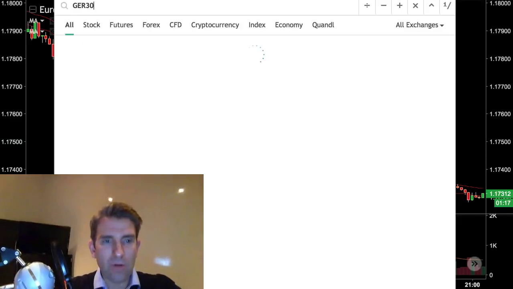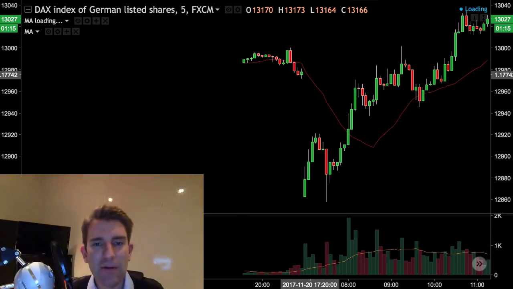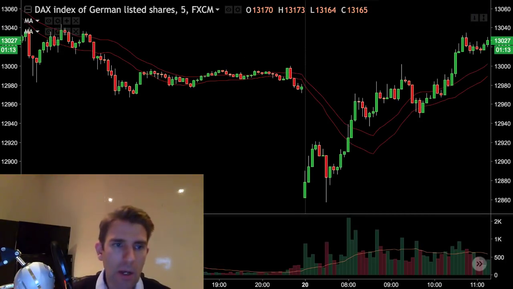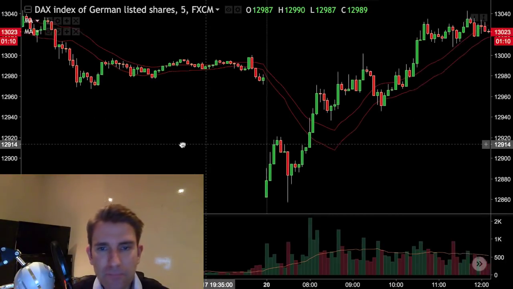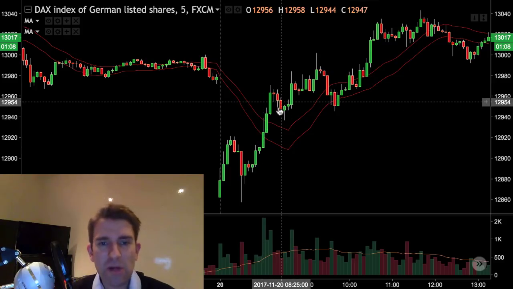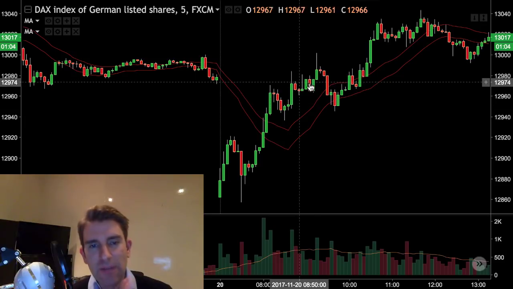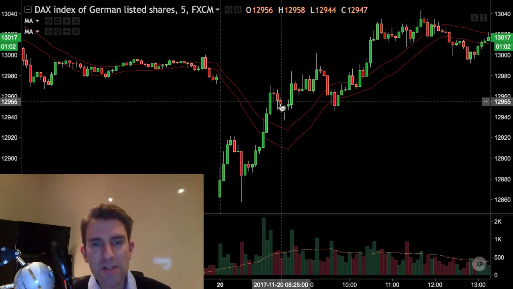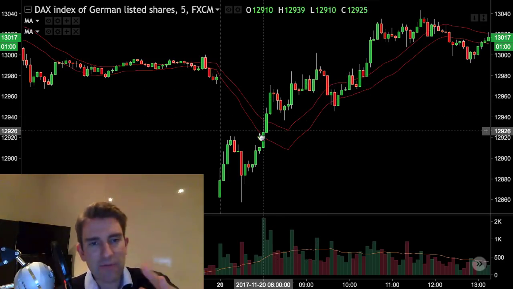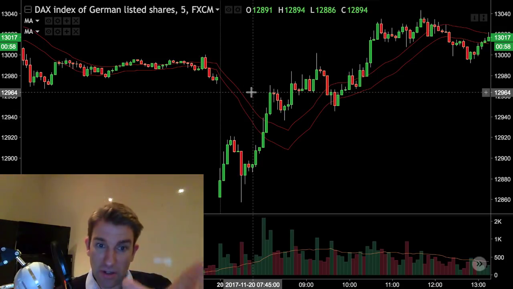Let's have a look at one of my favorites, the old DAX. See how the Germans fare with this one. Okay, so what have we got? So we've got a similar thing here. Some solid green bars above. I know that this is a little bit scrappier, but we still got a reasonably good move above that moving average. Again, this is good that we've got this here now.